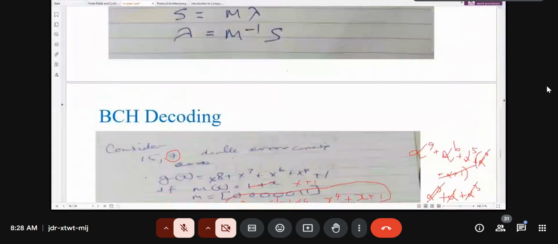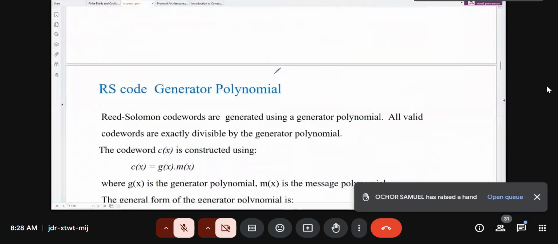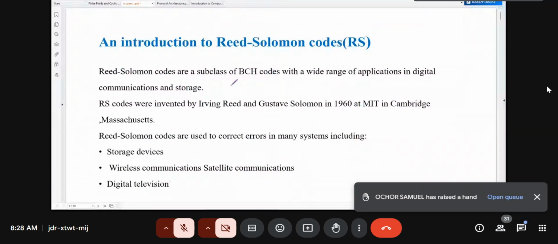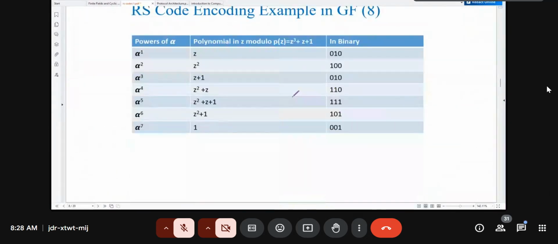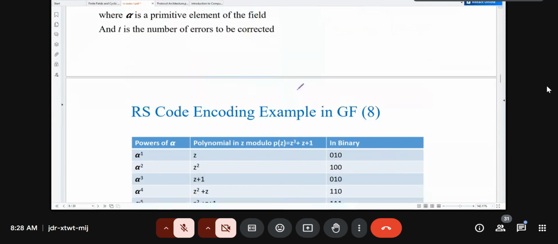So let's go to RS codes. Yes, Samuel. I was kindly requesting if you could give us 5 minutes to stretch and then we come back. Samuel, you just read my mind. That's what I was going to give you. 5 minutes, then we come back because I can see it's half time. So let's meet here at 8:35. Okay? 5 minutes. Thank you.